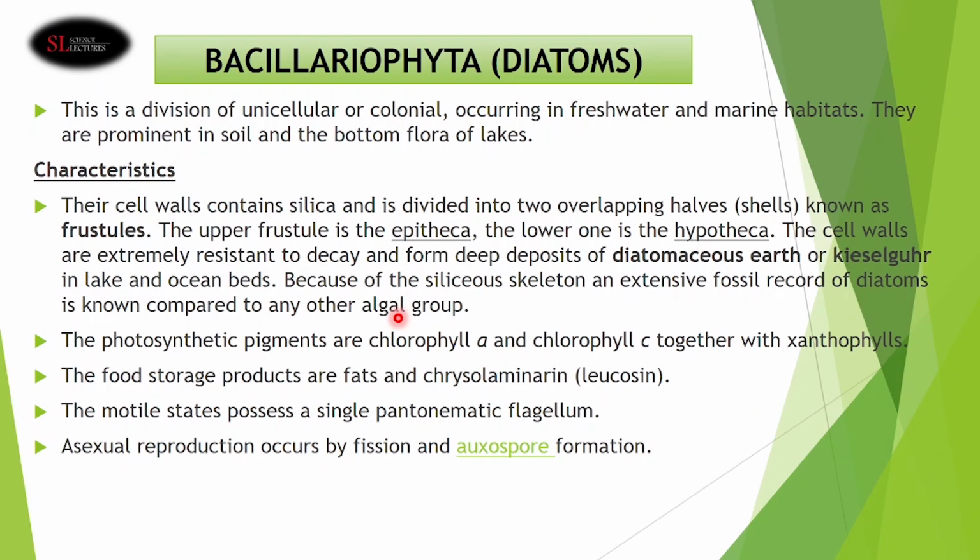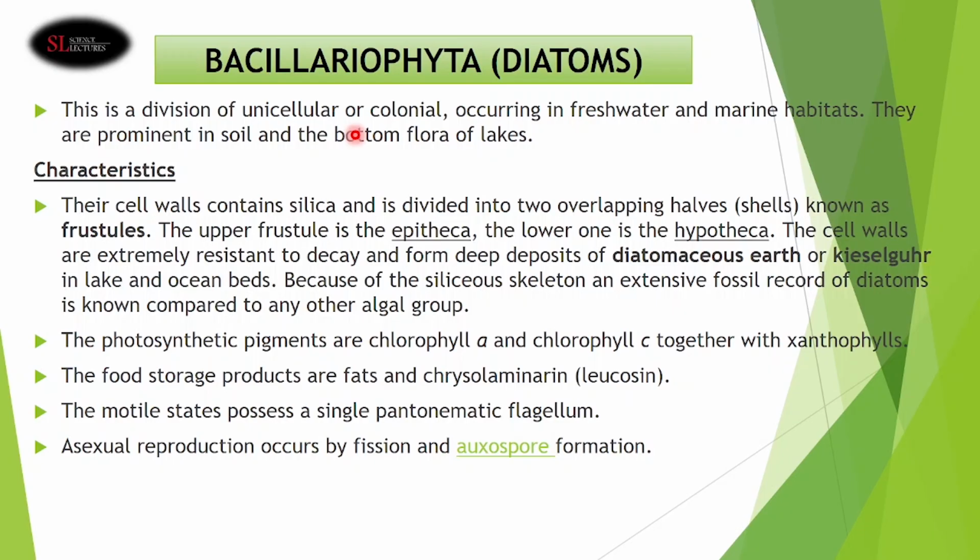The next group is Bacillariophyta. So Bacillariophyta is made up of unicellular or colonial forms. That means you can find one cell, or you find many cells clustered together, what they call colonial, and they occur in both freshwater and marine habitats. They are very prominent in the soil and at the bottom flora of lakes. What are some of their characteristics? Number 1, their cell wall contains silica.